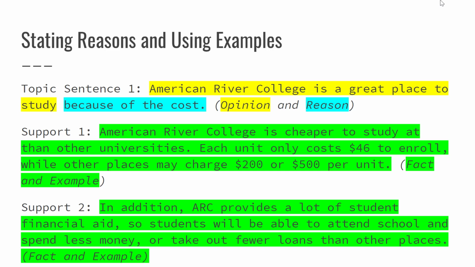Remember, support number 1 and support number 2 are both going to be facts and examples. They're kind of the same thing in this case, so I called them green. American River College is cheaper to study at than other universities. Each unit only costs $46 to enroll, while other places may charge $200 or $500 per unit. In addition, ARC provides a lot of students with financial aid, so students will be able to attend school and spend less money or take out fewer loans than other places. Again, facts and examples together.